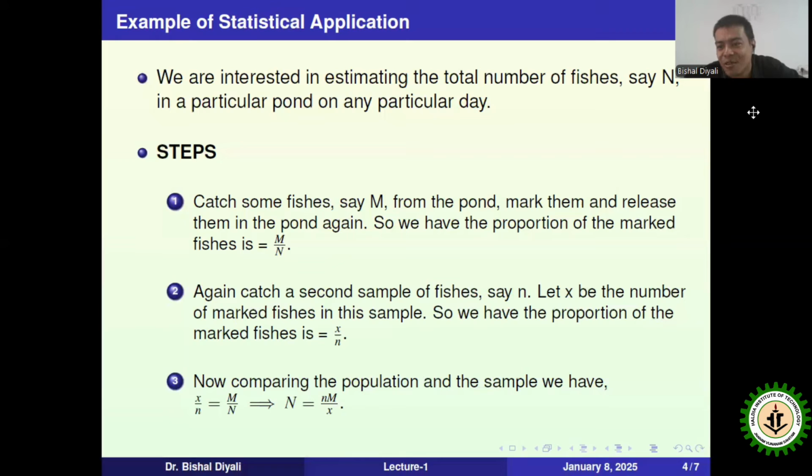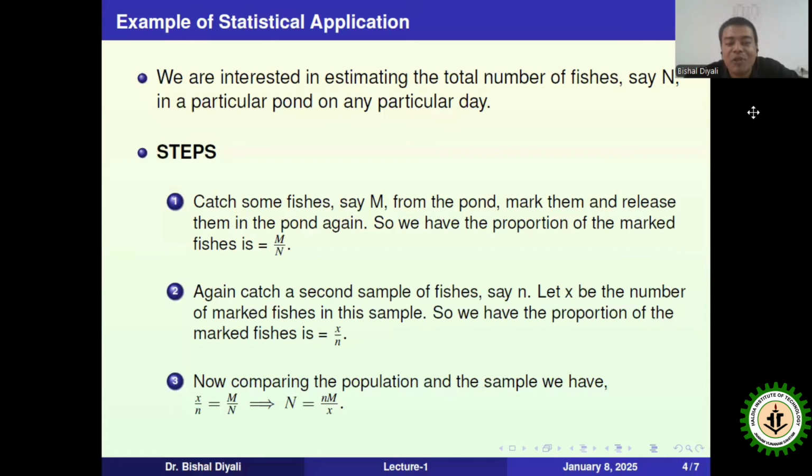Then after that step, we again catch another set of fishes from the pond. Let that be small letter n. It would be the sample. In that sample, we'll have a mixture of the marked fishes which we caught the first time and fishes that were not caught the first time. From that step, we'll be able to know the proportion of marked fishes in the second sample.